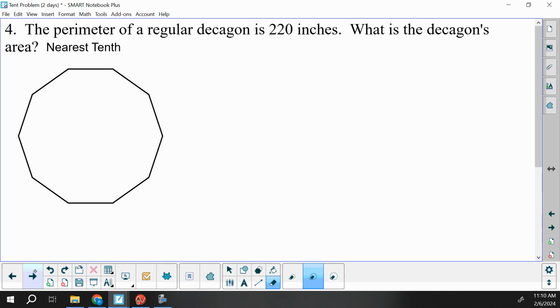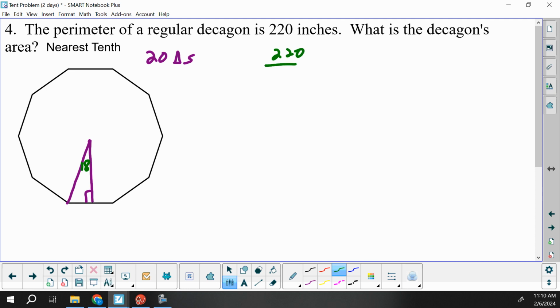If we go to the next one, we're working with a decagon again. So we know we have 20 triangles. We also know that we can reuse that 18 degrees from the last problem. And they tell us that the perimeter is 220. The perimeter is the distance all the way around, so you can do the 220 divided by 10, and that'll give us that each side is 22.